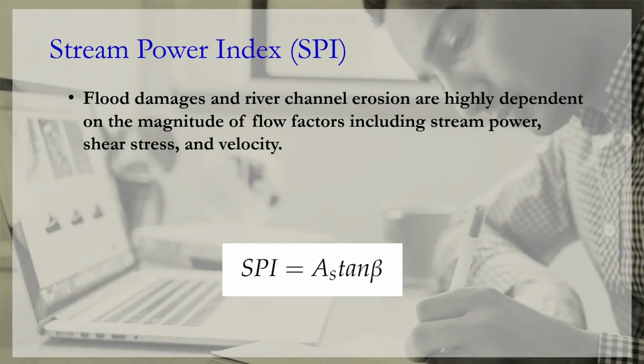Then stream power index. Flood damage and river channel erosion are highly dependent on the magnitude of the flow factors, including stream power. Right? So this is the formula we use to calculate SPI. Here also A stands for flow accumulation and beta for slope.